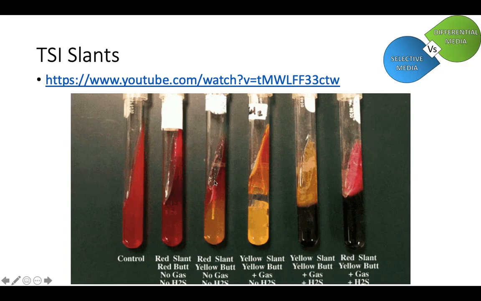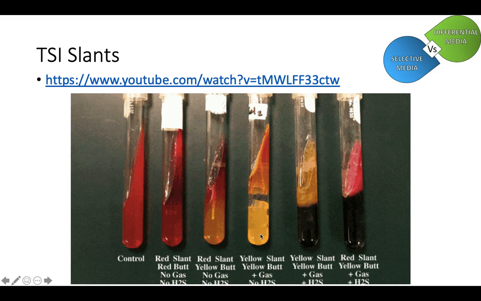So how this particular tube would be reported here: the slant is basic, K. The butt is acidic, which is given the letter A. So K, alkaline slant, over A butt, K over A. And that's how you would report the results of this particular TSI tube.